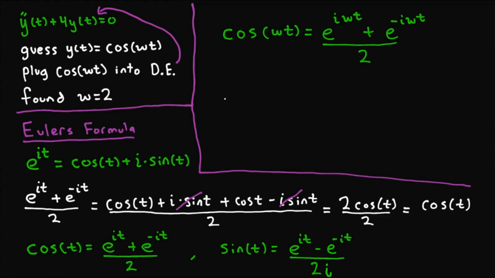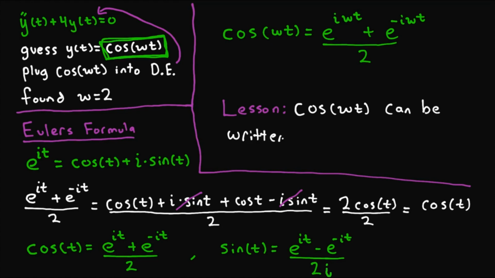Right now, it's not really important to me that you memorize this formula. I just want you to be aware of the following, that cosine of omega t can be written in terms of exponentials, and that's what's going to lead us to solving homogeneous linear differential equations with constant coefficients.